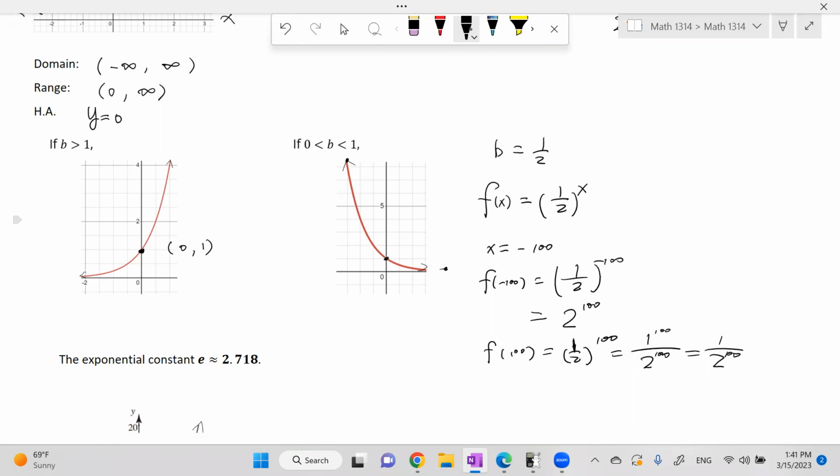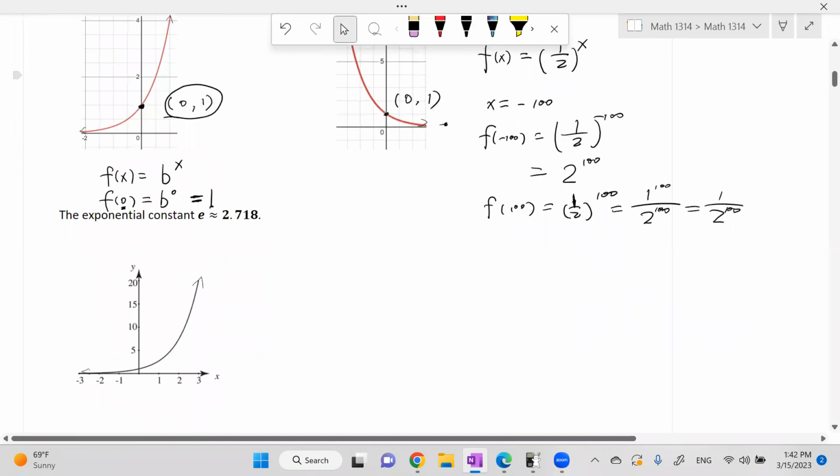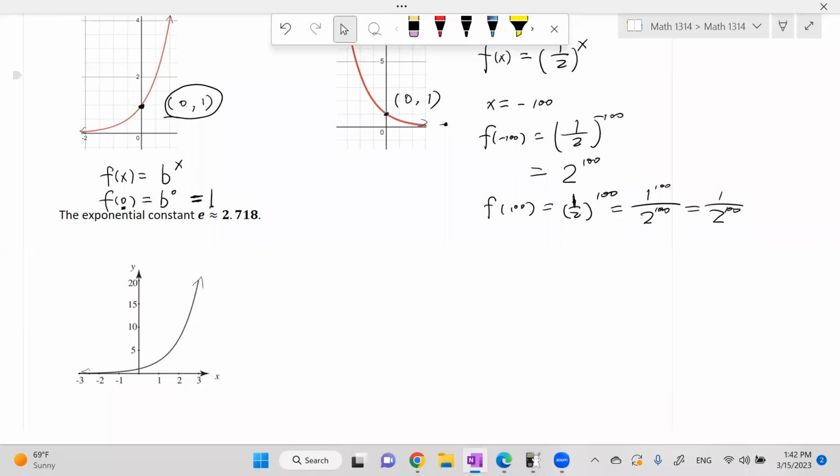On the exponential function f of x equals b to the x, if the x is 0, f of 0 is always 1. One to the 0 power is 1. Here is also a potential base. We call it the exponential constant.